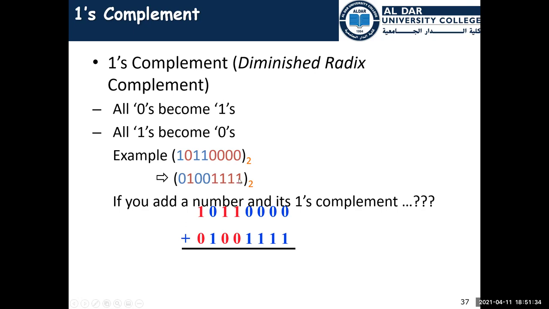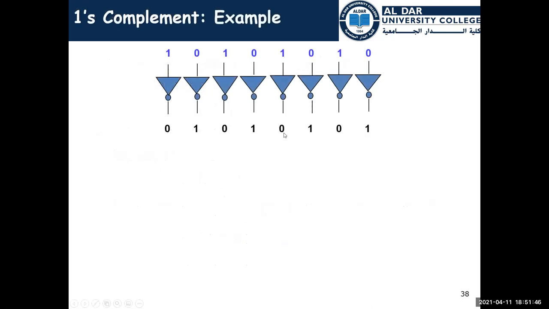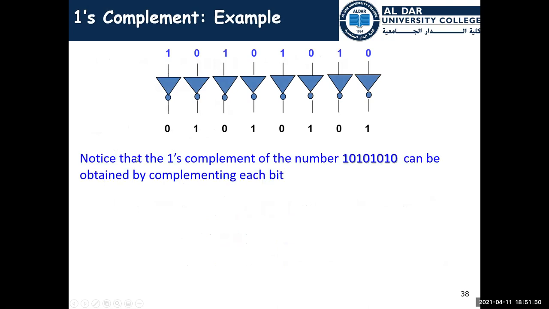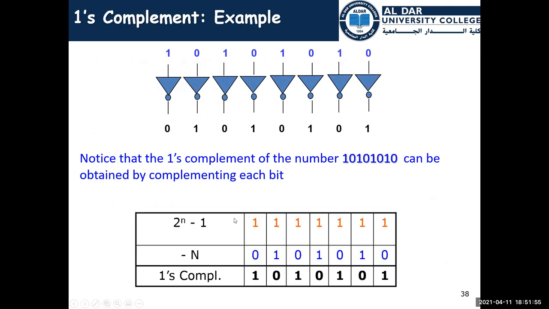So if you add this number to its complement, we get 111, all ones. This is the complement. The complement can be accomplished by a simple converter circuit. Yes, this is just a converter circuit to implement the ones complement. Zero is converted to one, one is converted to zero, zero to one, one to zero, zero, one, one, zero, zero.